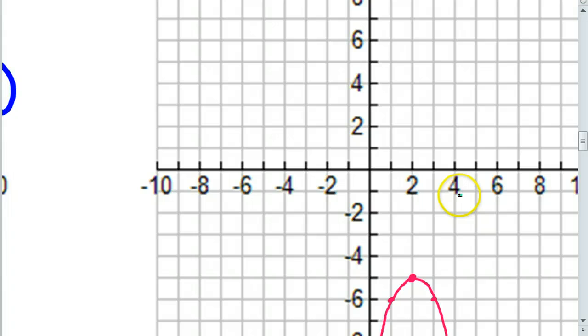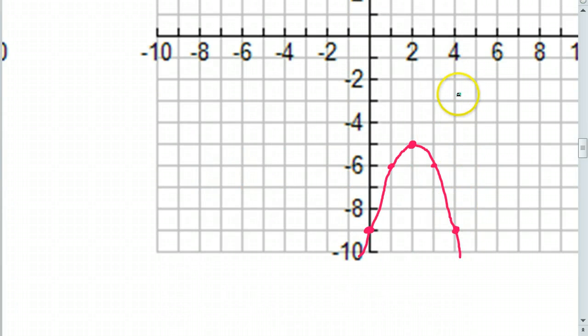Okay. So this one is weird, strange. The entire parabola is below the x-axis. So depending on the symbol, the answer is either going to be all real numbers, negative infinity to positive infinity, or the answer will be no solution. It's all or nothing on this one, okay?